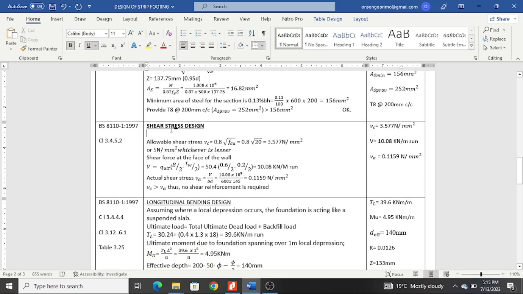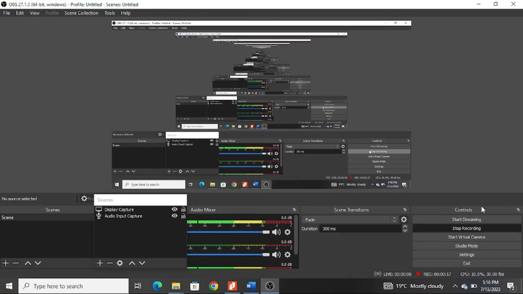And then when we talk about the shear stress design, this is also found in the British Code. And let me see whether we are still being recorded. Yeah, it's recording.